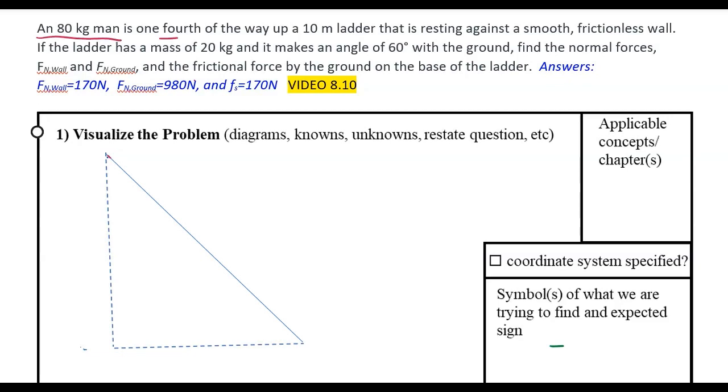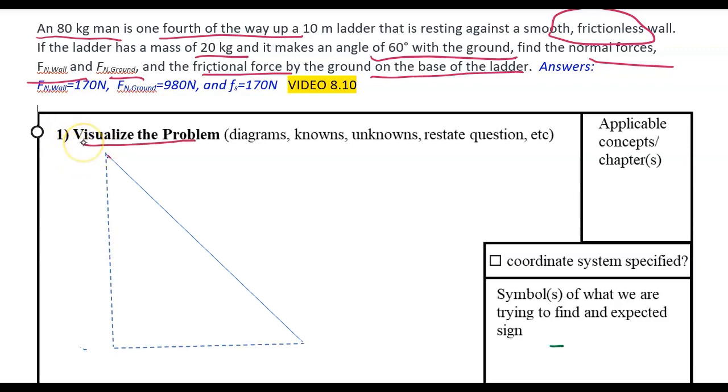An 80-kilogram man is 1/4 of the way up a 10-meter ladder that is resting against a smooth, frictionless wall. If the ladder has a mass of 20 kilograms and makes an angle of 60 degrees with the ground, we are asked to find the normal force from the wall, the normal force from the ground, and the frictional force by the ground on the base of the ladder.